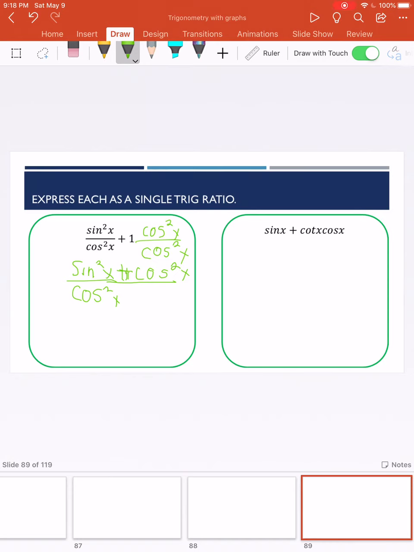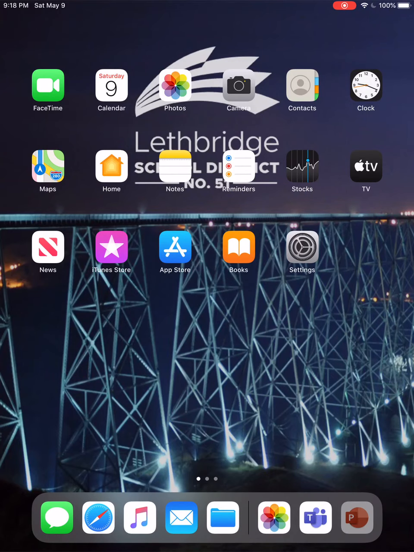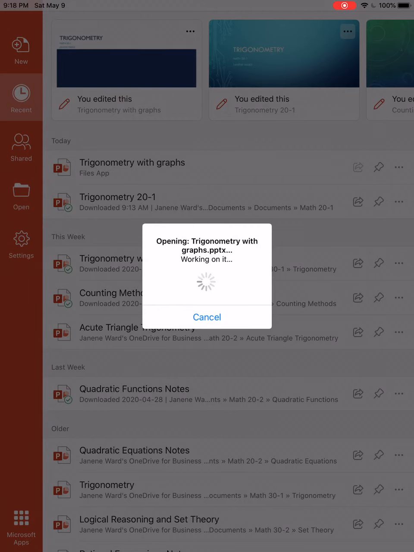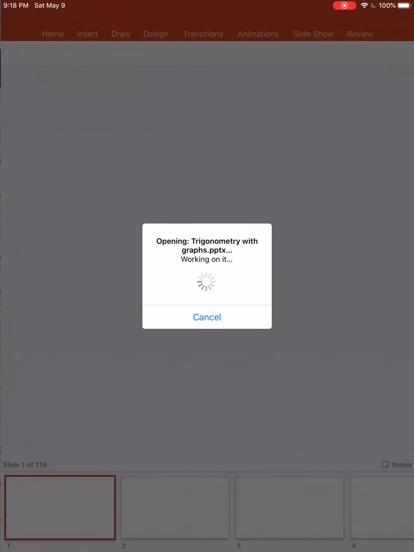Okay, so we end up with 1 over cos squared x. Oh dear, my PowerPoint does not seem to be loading again. So 1 over cos squared x, you can look at your formula sheet again. 1 over cos x is secant, right? So that means 1 over cos squared x has to be equal to secant squared x. And that is straight from your formula sheet again.